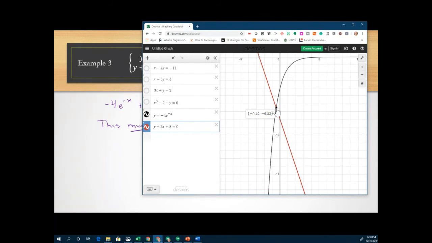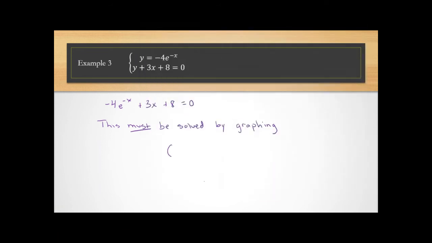So this is the information we have about the solution, and it would be negative 0.49, negative 6.53. So you would graph negative 0.49 and negative 6.53.